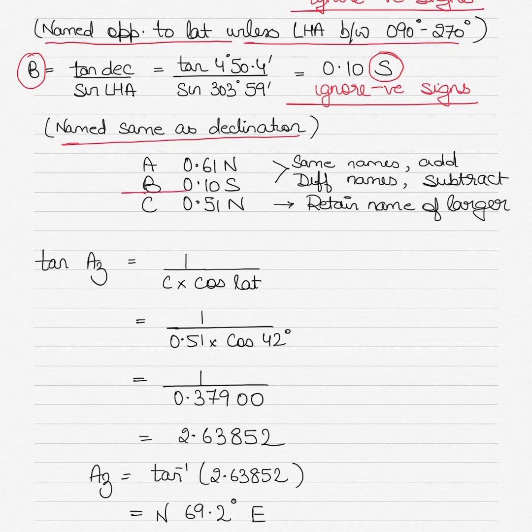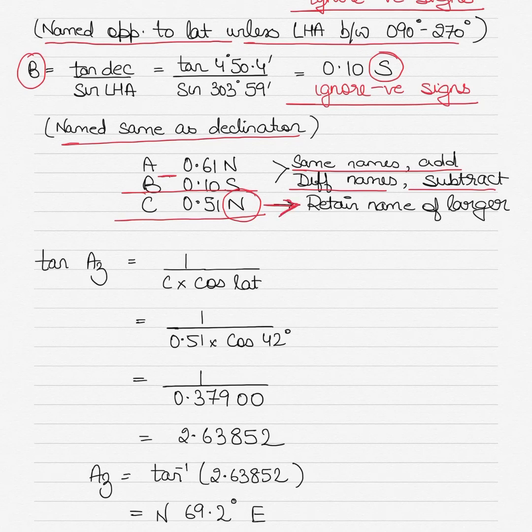So once you got your A and B, write down the values here, A and B. Now depending on whether they are same names, you will be adding it. When we say same names, it means if both are north or both are south, you will be adding it. But if they are different names, one is south and the other is north, you will subtract it. Subtract the smaller value from the larger value in this case because one is north, the other is south, and you get 0.51. You will name C north because you always retain the name of the larger.